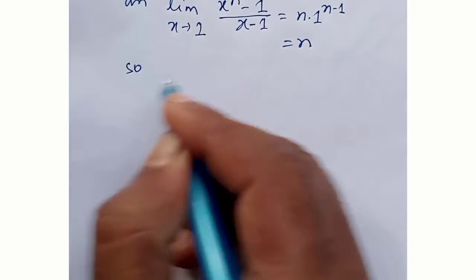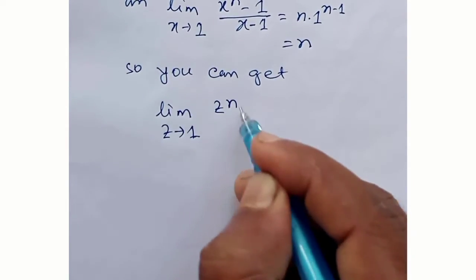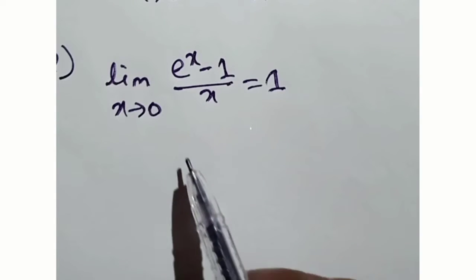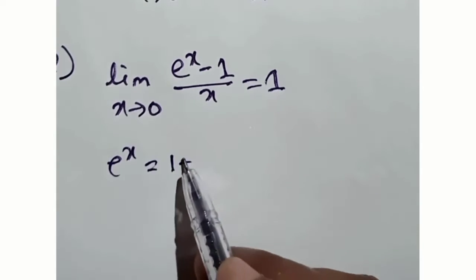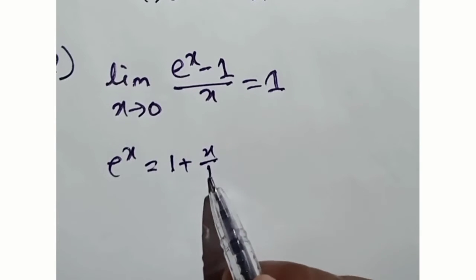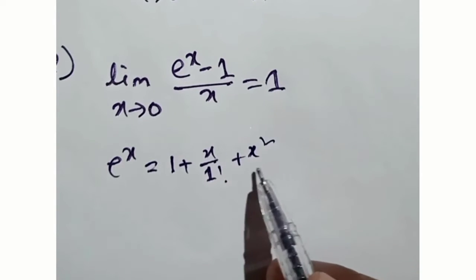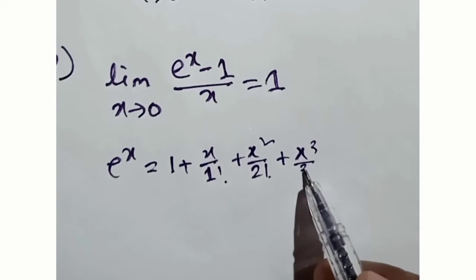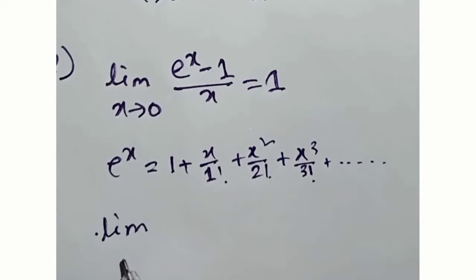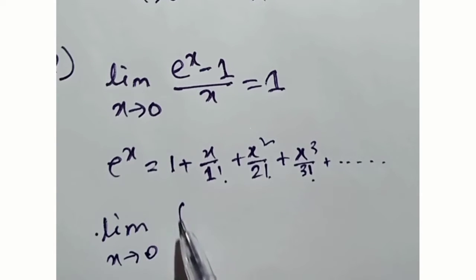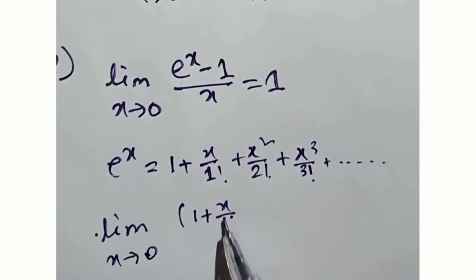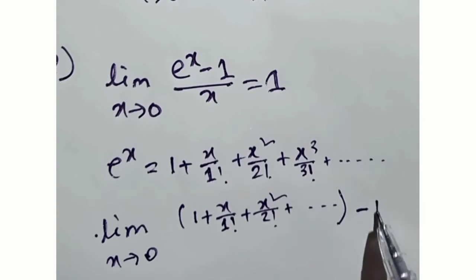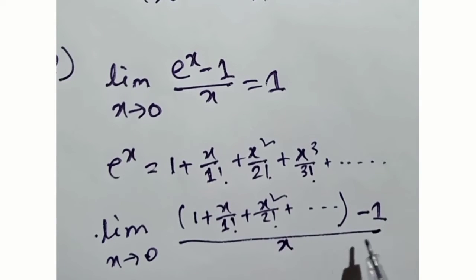So guys, the next one we are going to determine is limit (e power x minus 1) by x, where x tends to 0, as 1. Guys, this one is very simple. Just use the formula of exponential x. So you know that e power x is 1 plus x by factorial 1 plus x square by factorial 2 plus x cube by factorial 3 and so on. So guys, we'll get limit x tends to 0, (1 plus x by factorial 1 plus x square by factorial 2 plus x cube by factorial 3 and so on minus 1) by x.